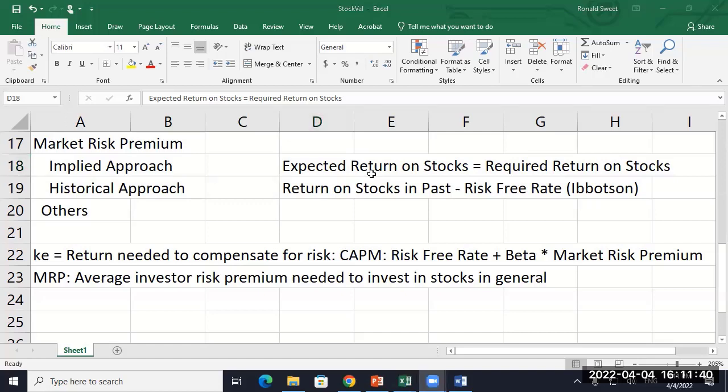If the required return is lower than what you expect, then everybody's going to buy stocks. They need 8%, but they're expecting 10. They're going to buy stocks. Stock prices rise. Expected return comes down. It has some logic to it that the markets are efficient, and it makes a lot of sense. And we've already talked about the expected return on stocks.